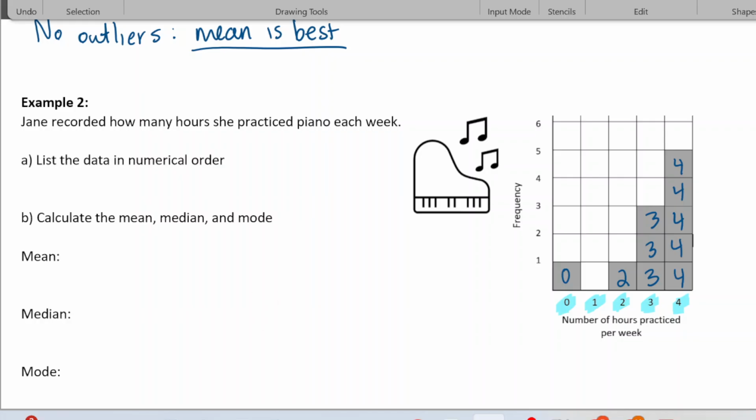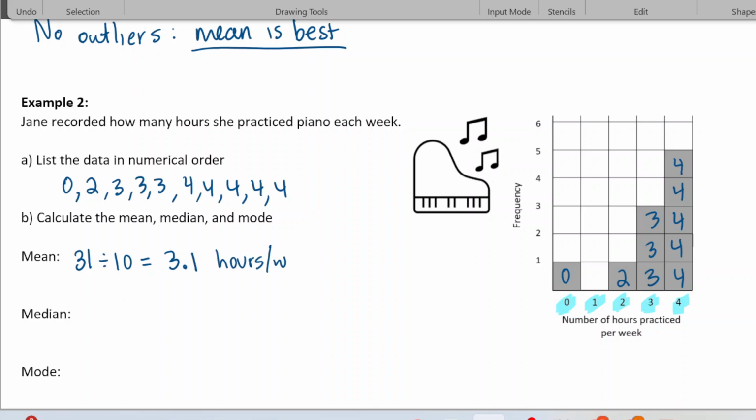So let's list the data. We had one 0, one 2, three 3s, and five 4s. Okay, so let's do the mean, median, and mode, and then talk about which one is best to represent the data. So for the mean, we add up all these numbers. You get 31 when you do that, and you divide by 10. So you get 3.1 hours per week. So we'd say on average, this person practices about 3.1 hours per week.